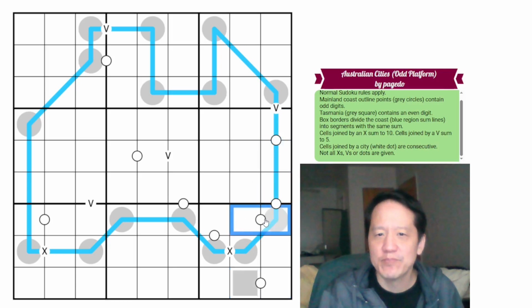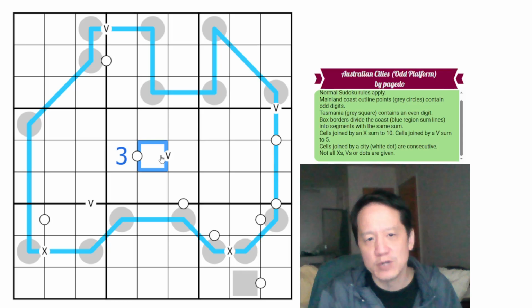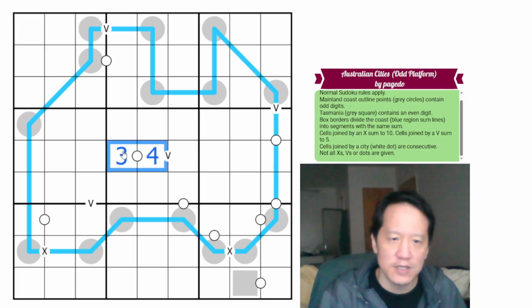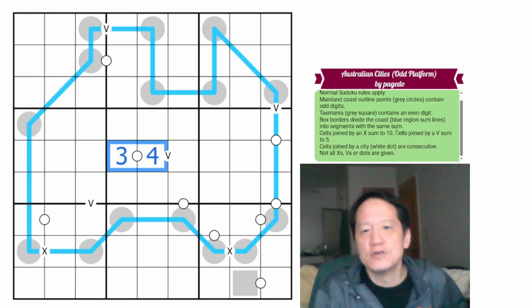Anyways, the cells joined by a white dot are consecutive, and not all X's, V's, or dots are given. So as an example, if this were, say, a 3, this would have to be a 2 or 4 to make sure that these are consecutive. And that's how these white dots, also known as Kropki dots, work. Anyways, those are all the rules.